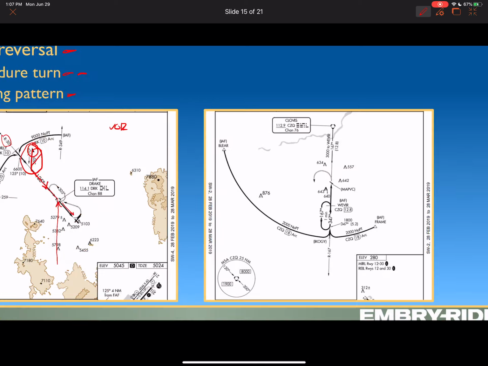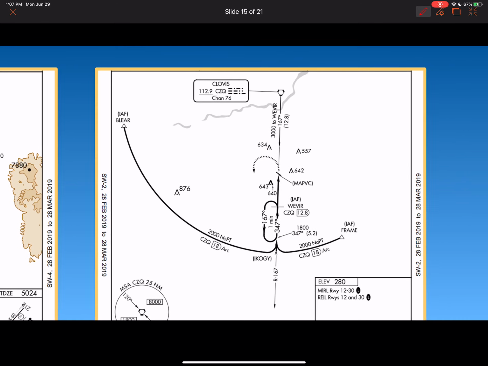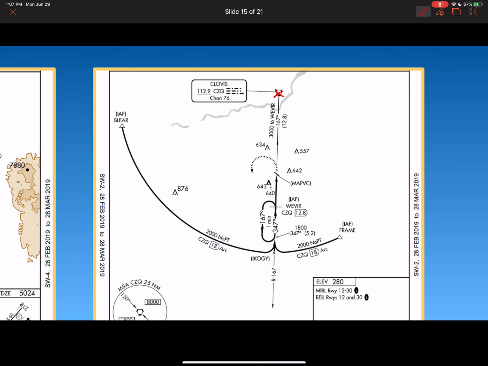Or you can do a holding pattern in lieu of a procedure turn. So let's say we're on the same approach that we were looking at earlier. I'm starting at Clovis. This is my en route segment. So I'm coming in on the 167 degree radial. I would come down to Weaver. This is 12.8 DME from Clovis. Then I would just enter this hold, and I would enter using the appropriate entry. So then the question is, what is the appropriate entry? Hopefully, just by looking at it, you should have a good idea of which entry we would use.